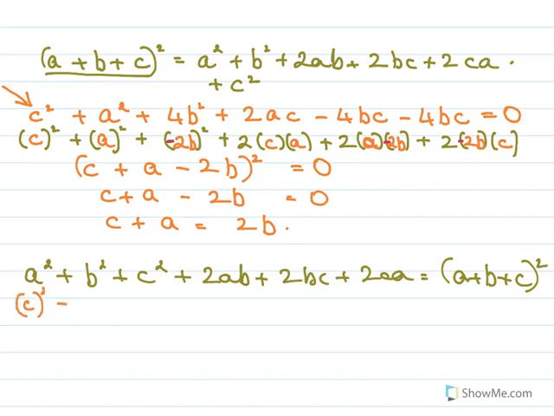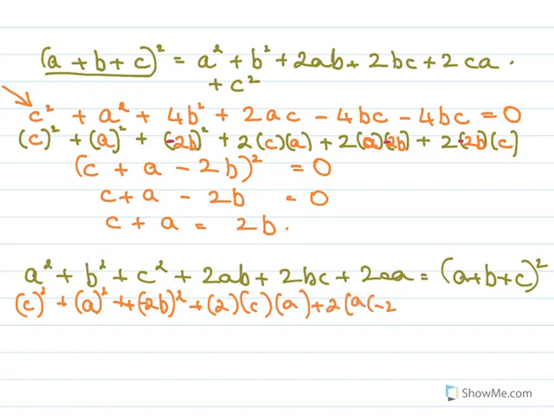We had here c square, and then we had a square here, and then we have minus 2b the whole square, the minus is in, then plus 2ab, c, and there was a, and then here we had plus 2, and we had a minus 2b plus 2, we had minus 2b into c, and all that we could write as a plus b plus c the whole square.